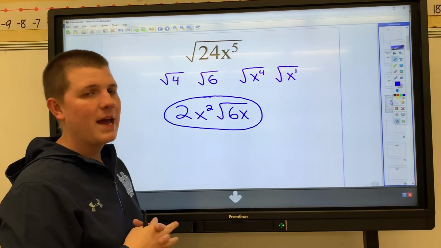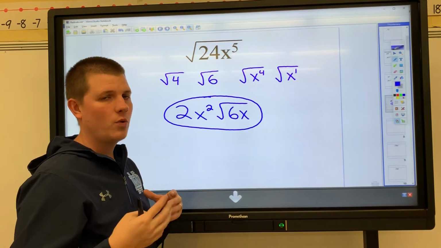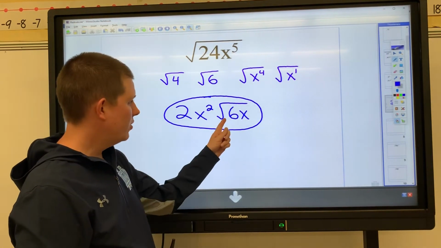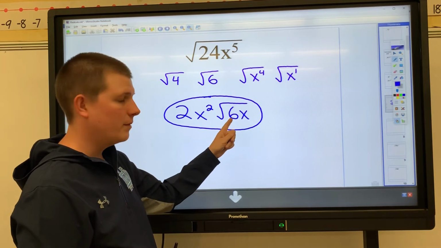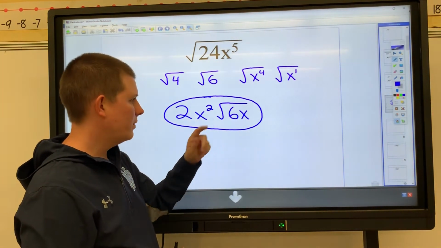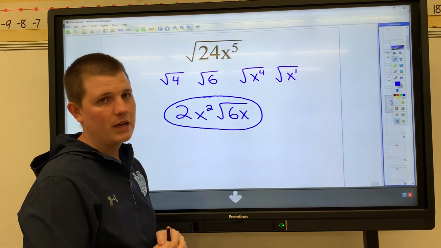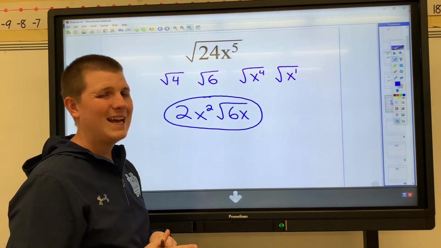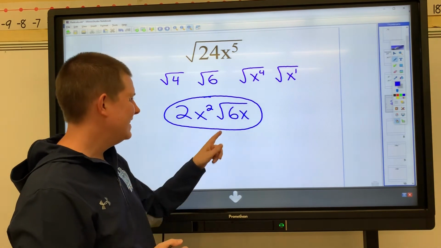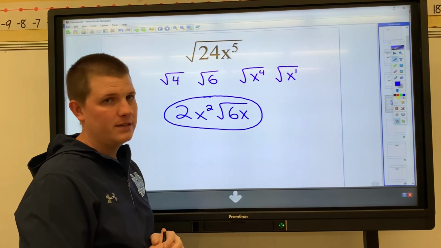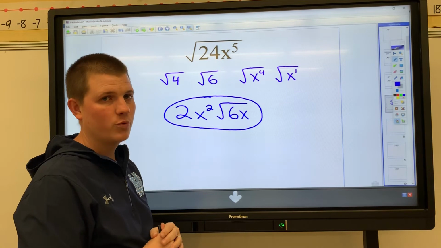When do I know it's my answer? When do I know it's in what we call simplest form? It's when you can't break this up. I cannot break this up at all. There's no number that multiplies to get 6 that is a perfect square, and the x does not have an exponent. If you have a variable that has an exponent and it's inside the radical, it is not in simplest form. Okay, that's a good rule to go by.